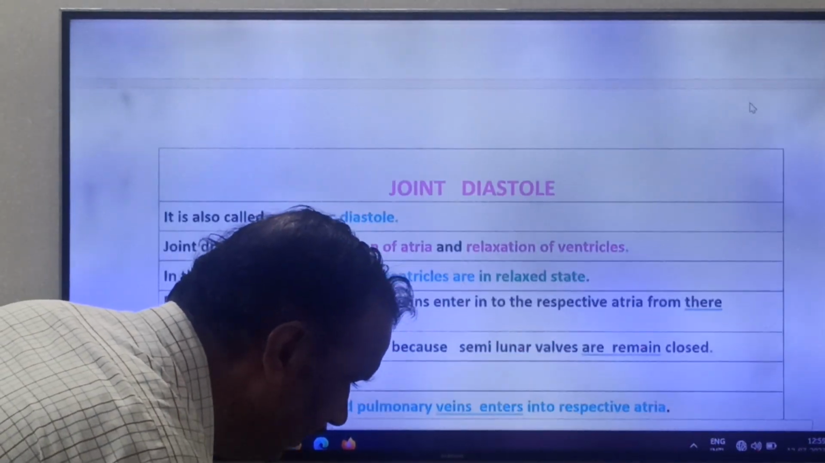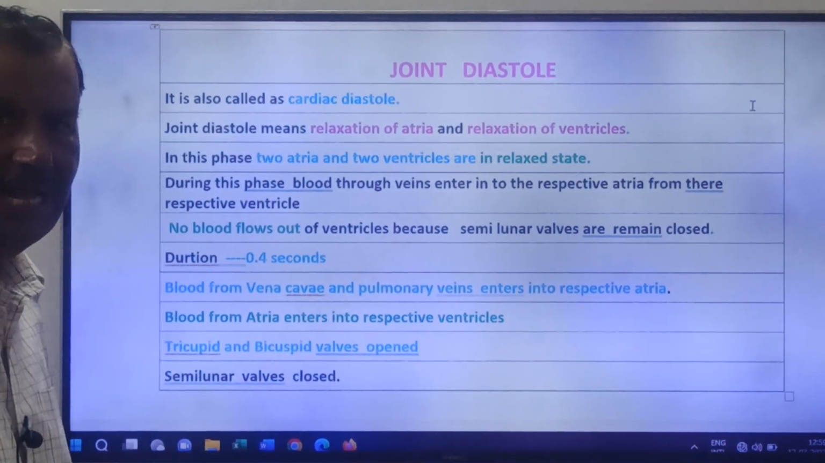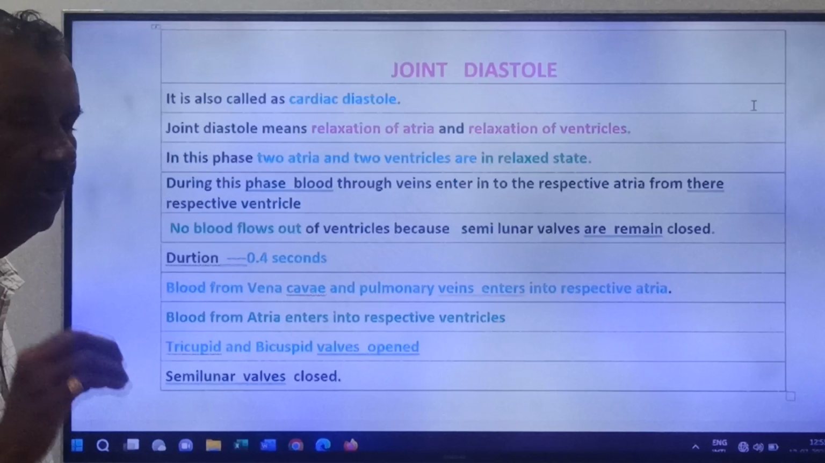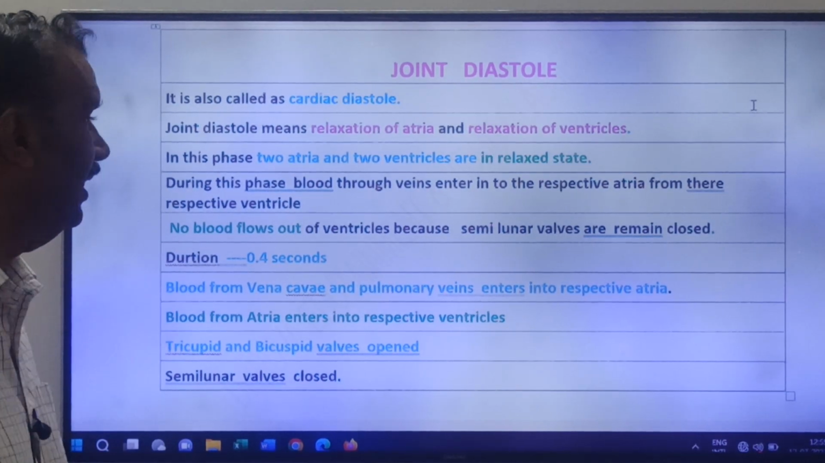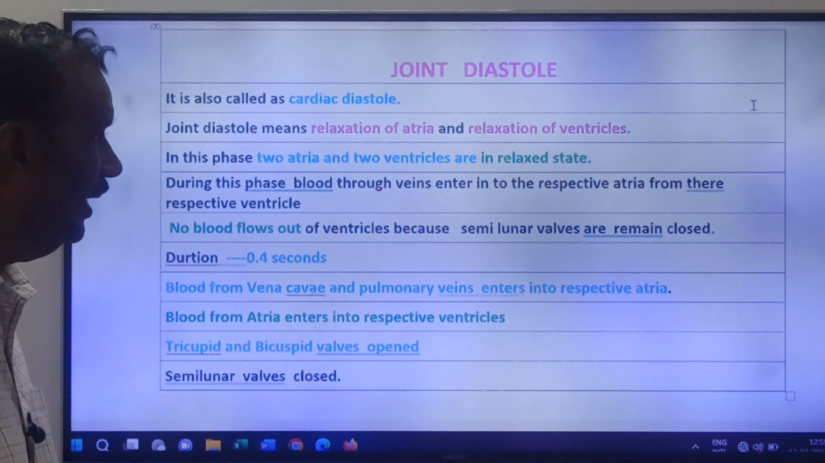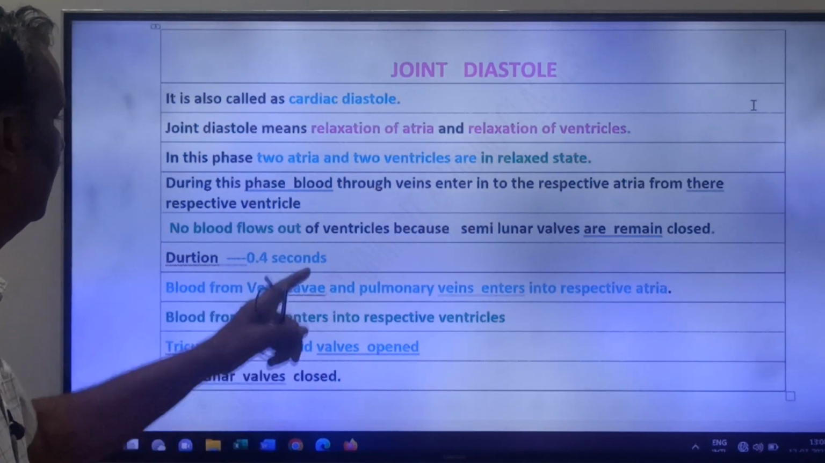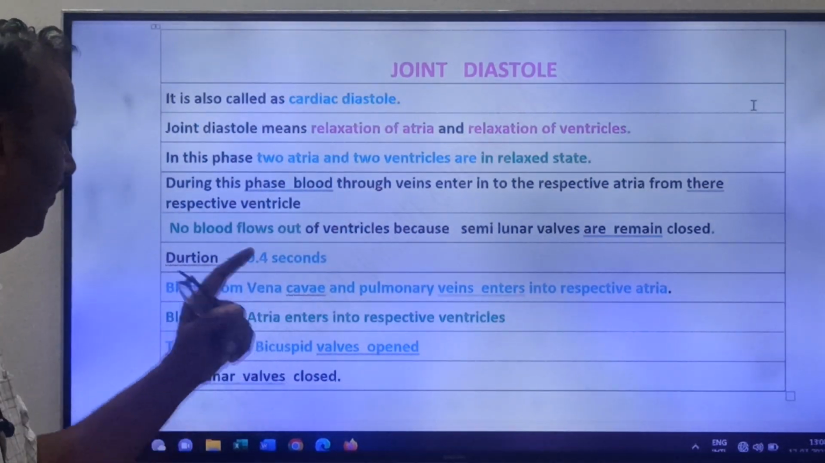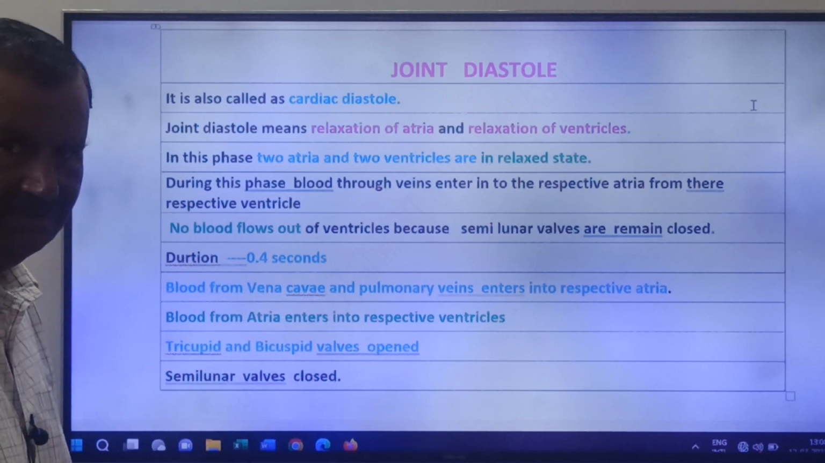Okay friends, now come to the events which occur in the joint diastole. Joint diastole is also called cardiac diastole. Joint diastole means what, friends? Relaxation of both atria and ventricles. In this phase, two atria and two ventricles are in relaxed state. During this phase, blood through veins enters into the respective atria. No blood flows out of the ventricles because semilunar valves remain closed. The duration of the joint diastole is what, friends? 0.4 seconds.